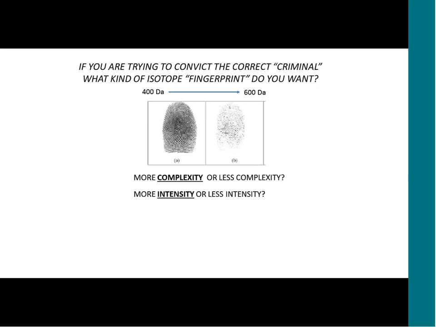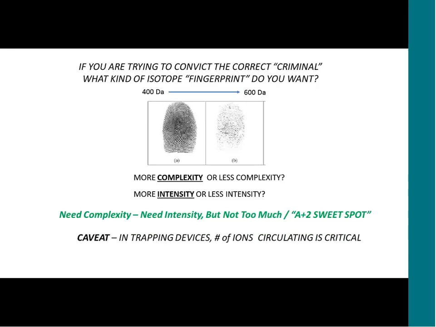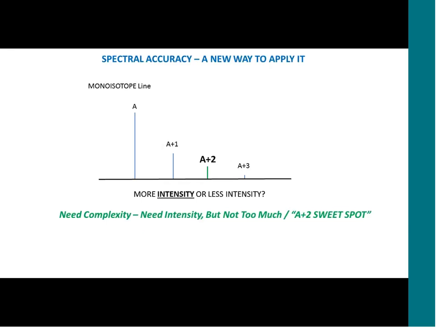Do you want more intensity or less intensity? Well, as I showed on the previous slide, you want intensity, but not too much. You can ruin the fingerprint in the case of Orbitrap work by having too many ions in the cell. So you need complexity, you need intensity, you have to have decent signal noise, but not too much. And what I'm suggesting is that this A+2 position, as we refer to it, is kind of a sweet spot. It's kind of the place to land for complexity and intensity, with the caveat that in trapping devices, the number of ions circulating is critical.